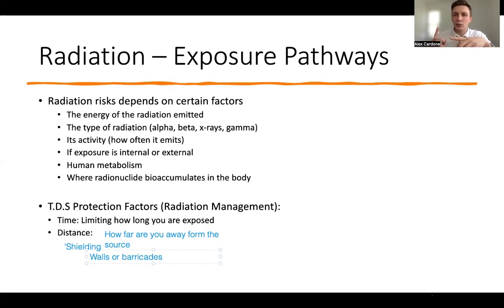Similarly, the doctor usually doesn't stay in the room. Usually they go into a separate room that might be lined with concrete or maybe even lined with lead. So those are walls or other barricades. But the TDS, time, distance, shielding, it's important to understand that because that's some of the only controls that we have for radiation.